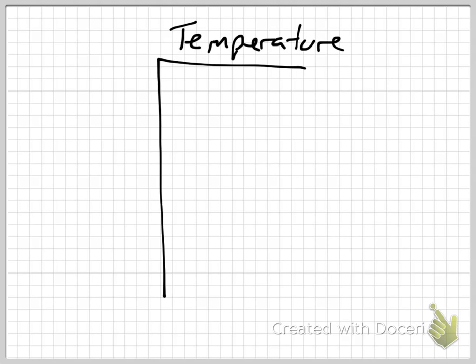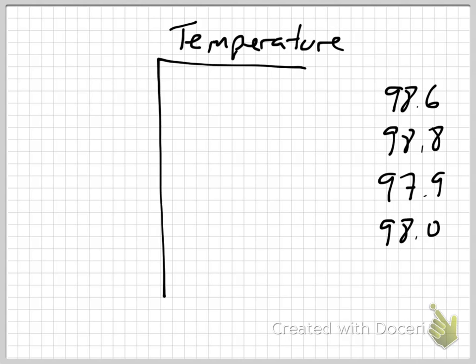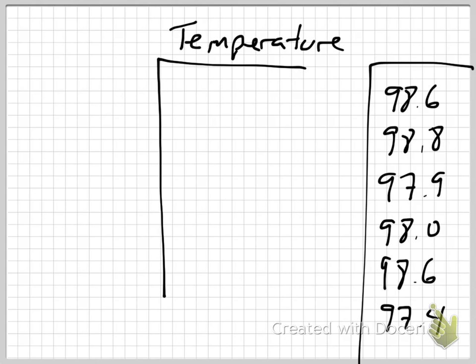Anyway, if we have our data over here and I was to take your temperature, some of you might be 98.6, 98.8, 97.9, 98.0, 98.6, and 97.4. I could easily go around the room and get that information from you, and we would have it. This is what a stem and leaf plot does.